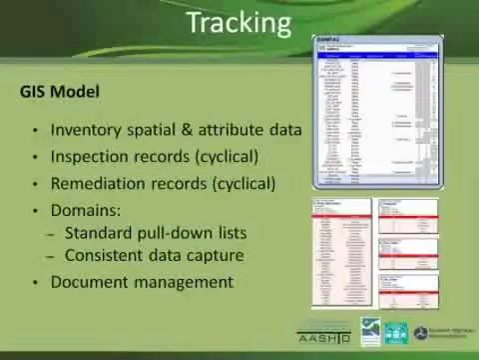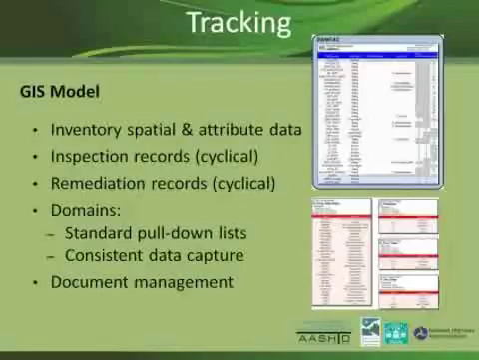I'll break it down a little bit, particularly the GIS model is geared towards, when it comes to BMPs, you have spatial data as well as attribute data. As I mentioned, both inspection and remedial records are cyclical, so you're going to be collecting a lot of those over time. One of the things, though, is when you start using GIS or databases, you can use standard pull-down lists. It really helps to keep consistent data capture, both for comments on a facility or for remedial activities. It really can help streamline and keep your record tracking straight.